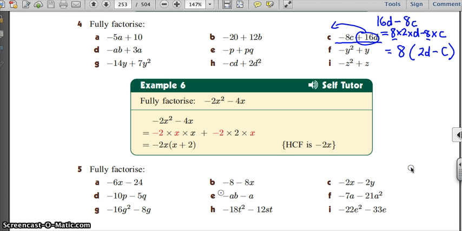Connor, what about this one here? Minus 8 times 1. Good. Minus 8 times 1 would give us minus 8. And then minus 8 times x. Yeah, probably minus 8 times 1 times x, but minus 8 times x is fine.